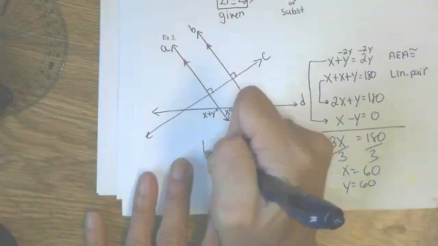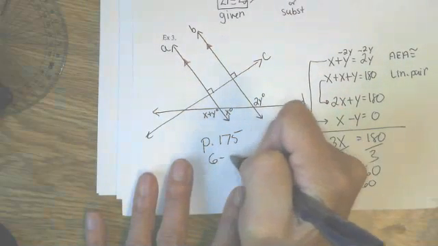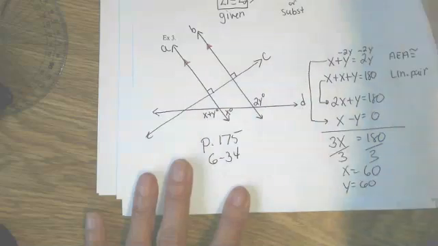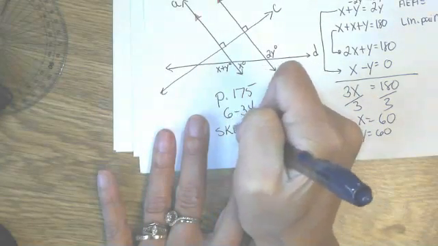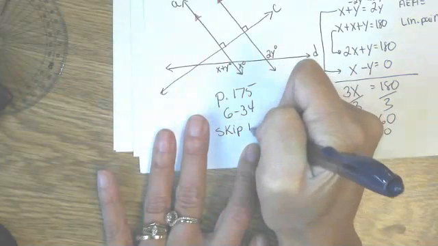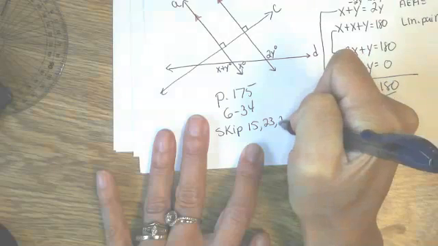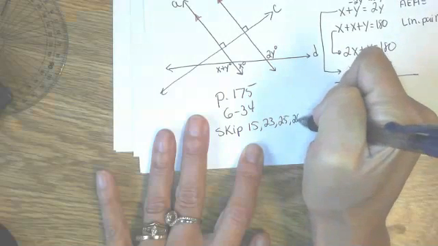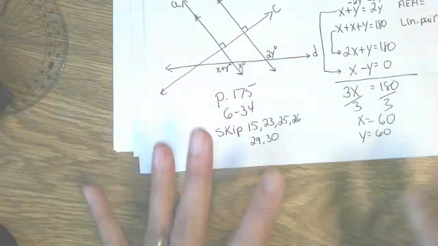Okay, page 175. 6 through 34 with a bunch of skips. Skip 15, 23, 25, 26, 29, and 30.